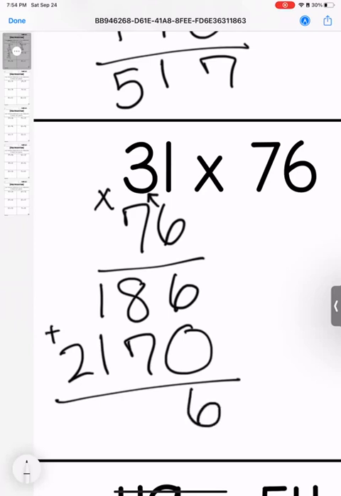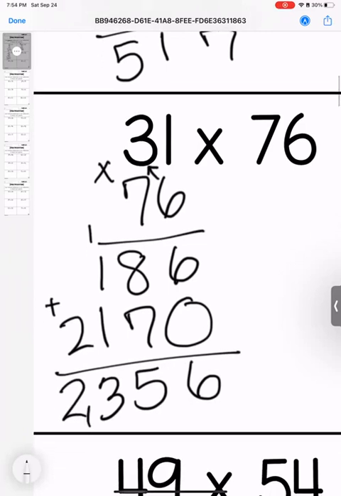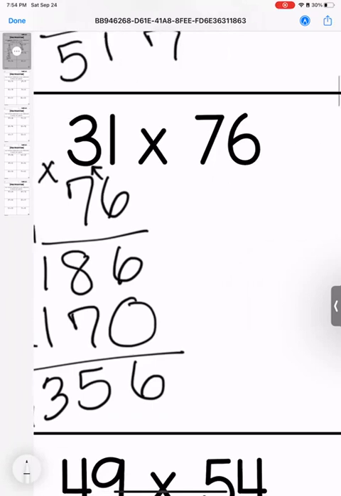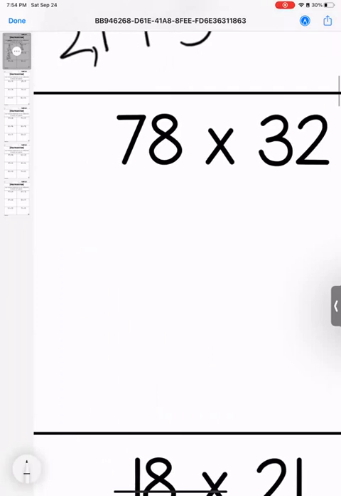6 plus 0 is 6. 8 plus 7 is 15. I carry. 1 plus 1 plus 1 is 3. 2 and nothing is 2. Second answer, 2,356. Moving on. 78 times 32.